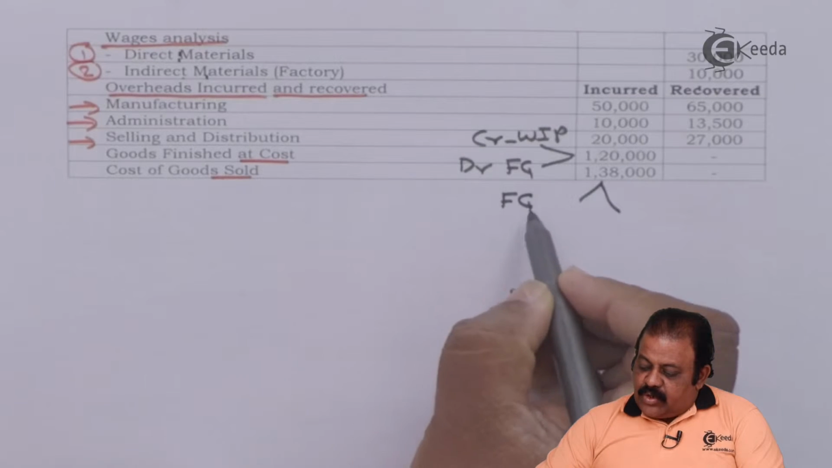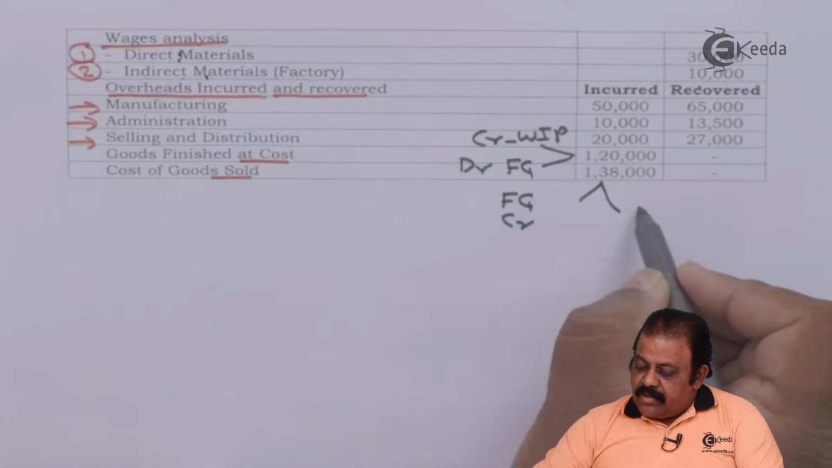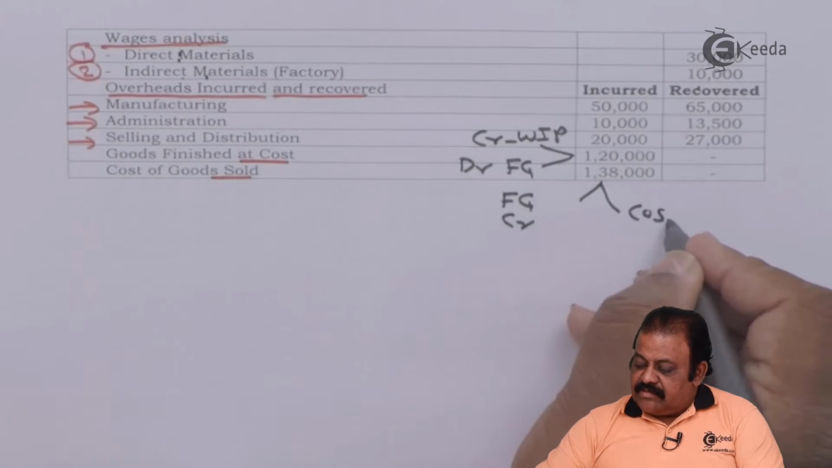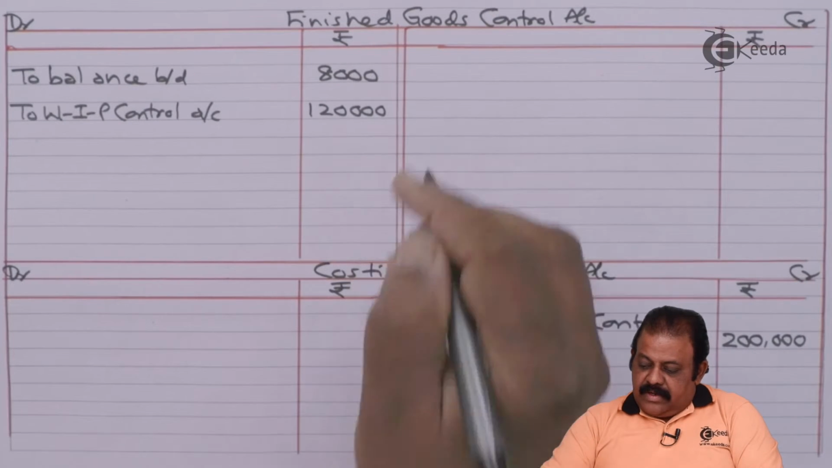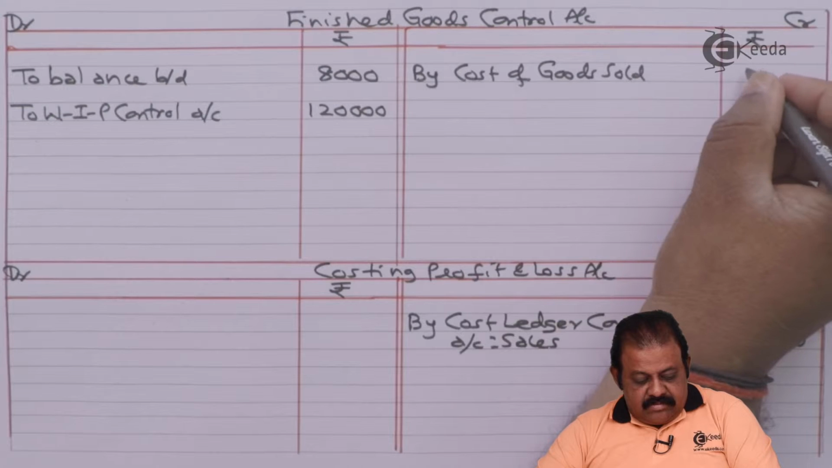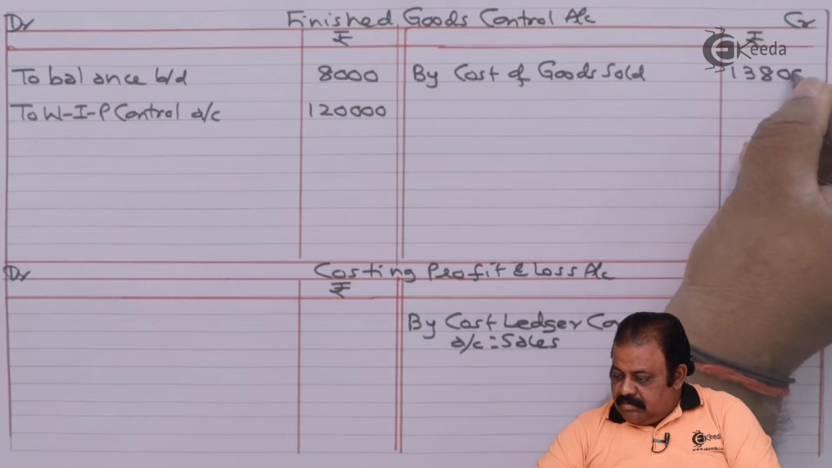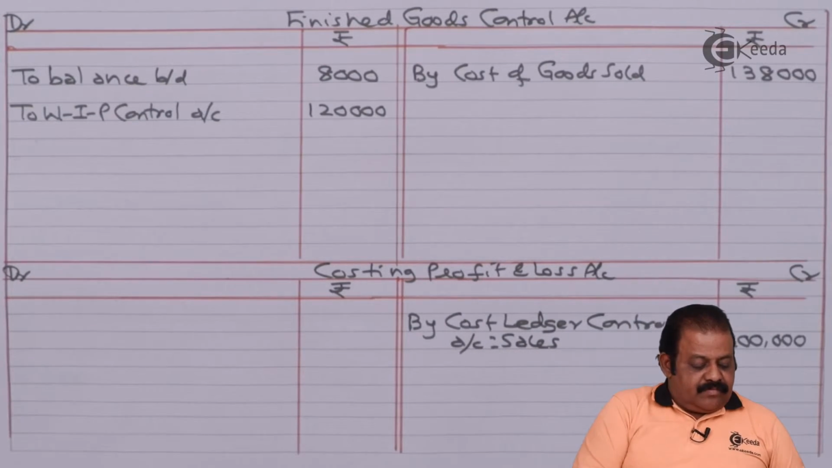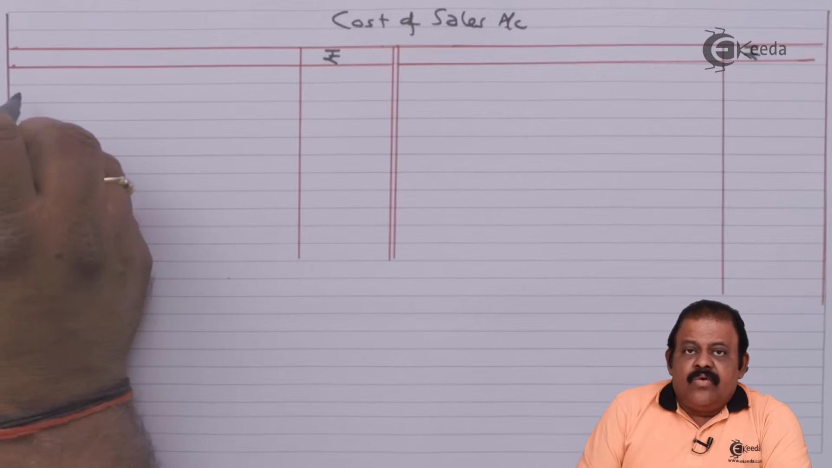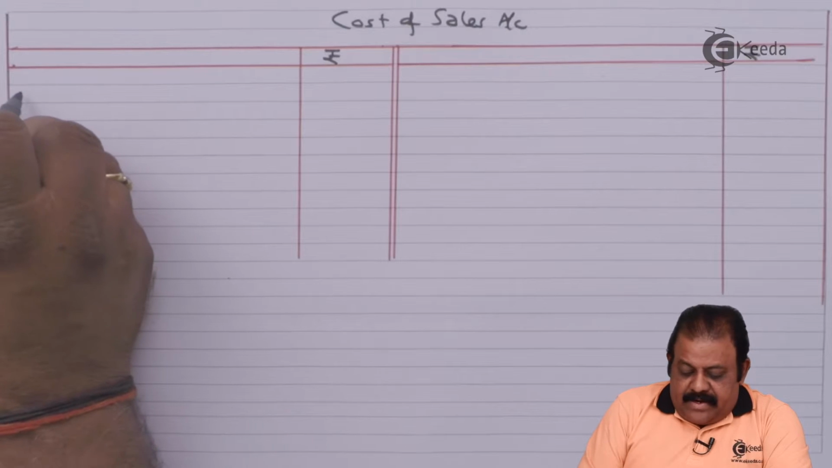This will be credited to finished goods. It will be debited to cost of sales. Finished goods control account, credit side, by cost of goods sold, 1,38,000. In cost of sales account, we will be recording this on debit side.